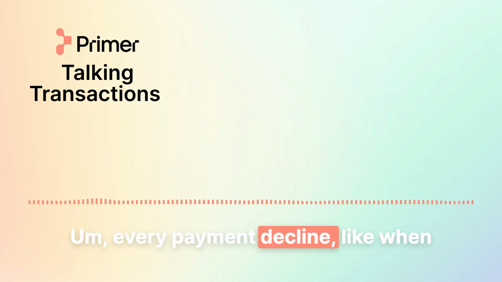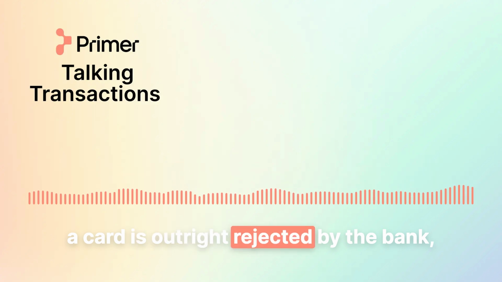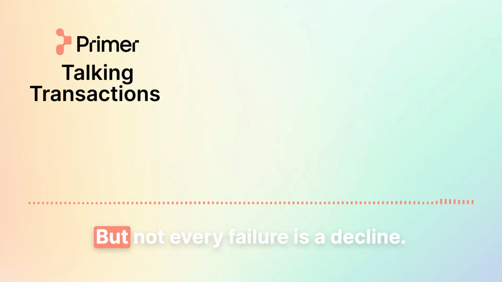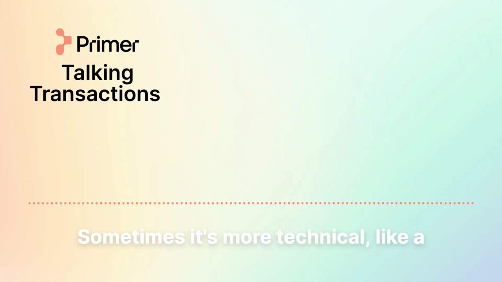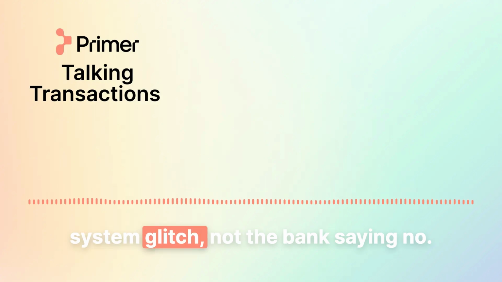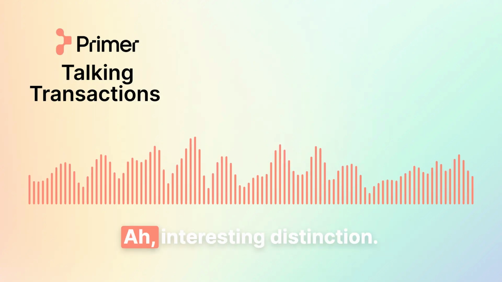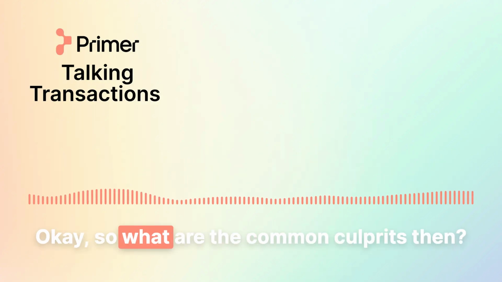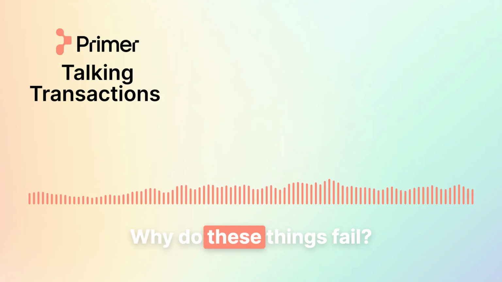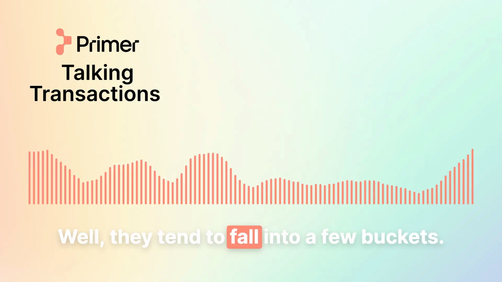Every payment decline, like when a card is outright rejected by the bank, that's a failure. But not every failure is a decline. Sometimes it's more technical, like a system glitch, not the bank saying no. Interesting distinction. So what are the common culprits then? Why do these things fail? Well, they tend to fall into a few buckets.